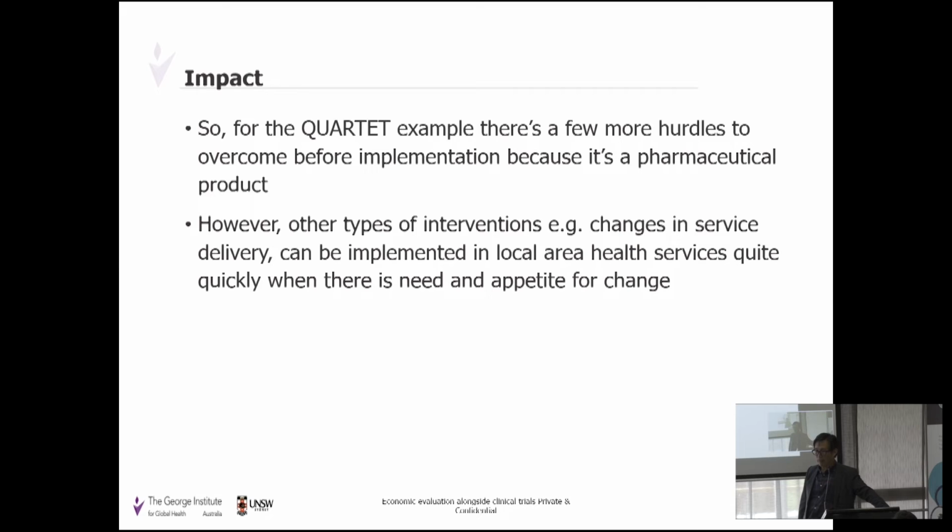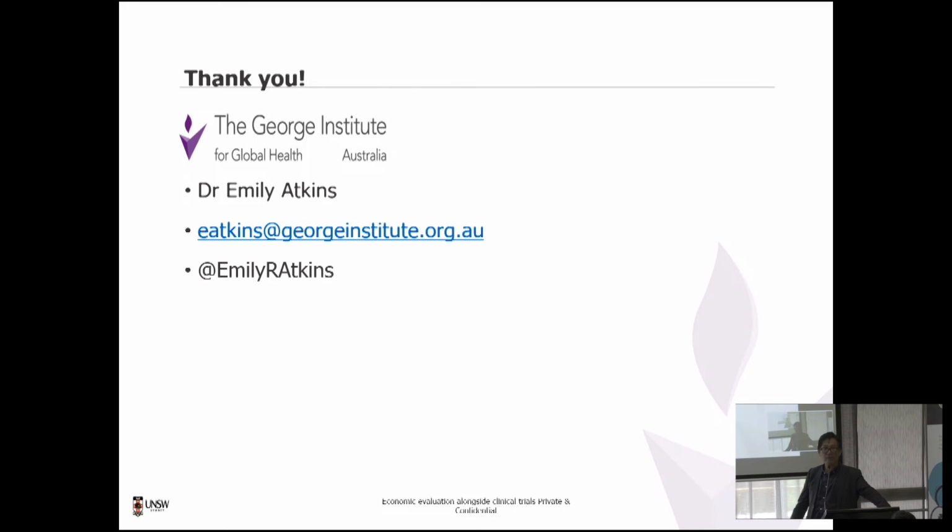So, impact. For the Quartet example, there are a few more hurdles to overcome before implementation because it's a pharmaceutical product. However, other types of interventions, for example changes in service delivery, can be implemented in local area health services quite quickly when there's a need and appetite for change. Okay, so that's it. Any questions or comments?